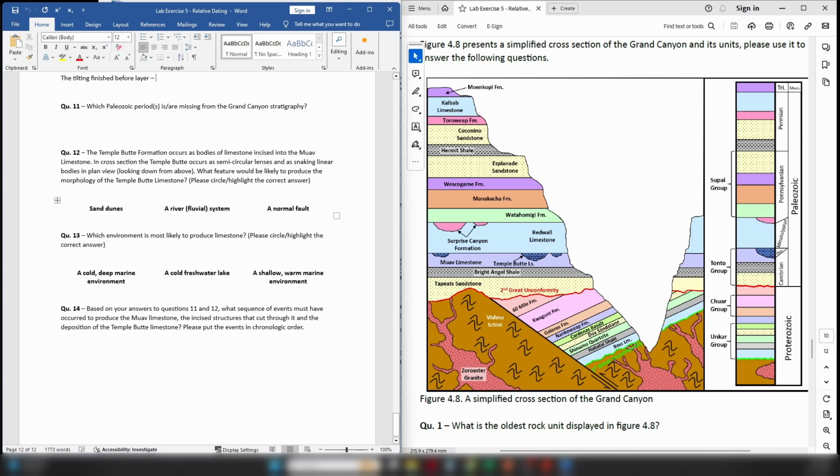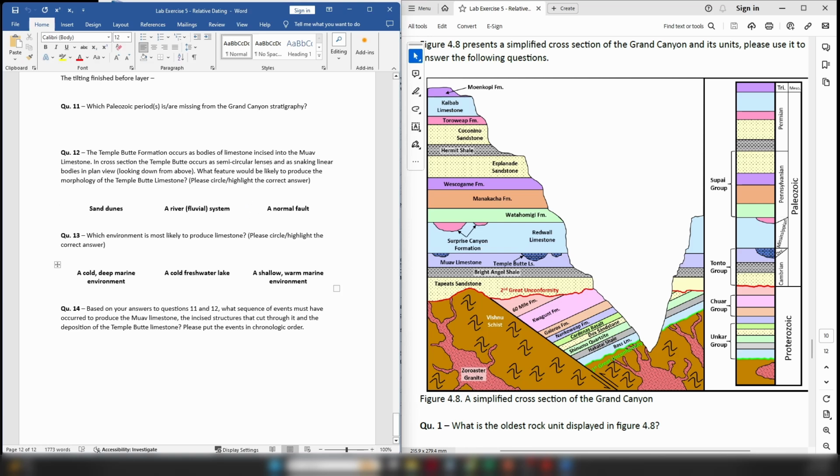limestone. So the Temple Butte Formation occurs as bodies of limestone which have been incised. That means cut into the Mave limestone. The fact that I've used the word incise should be a very strong hint that clearly some kind of erosional process has occurred. In cross-section, so if you take a slice through the sequence of rocks, you will see that the Temple Butte Formation occurs as semicircular lenses. And you can see them here. There's one there, one there, one there.